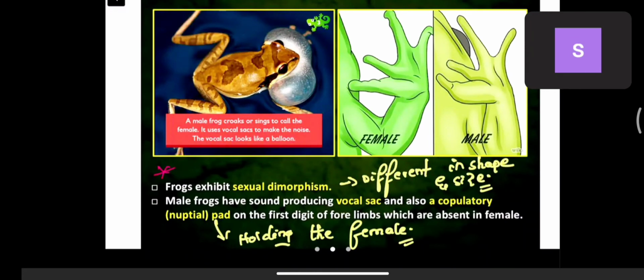So males and females are not the same in size and shape. Shape may be similar, size is not similar. So this is called sexual dimorphism. Are you able to understand? So different in shape as well as size.